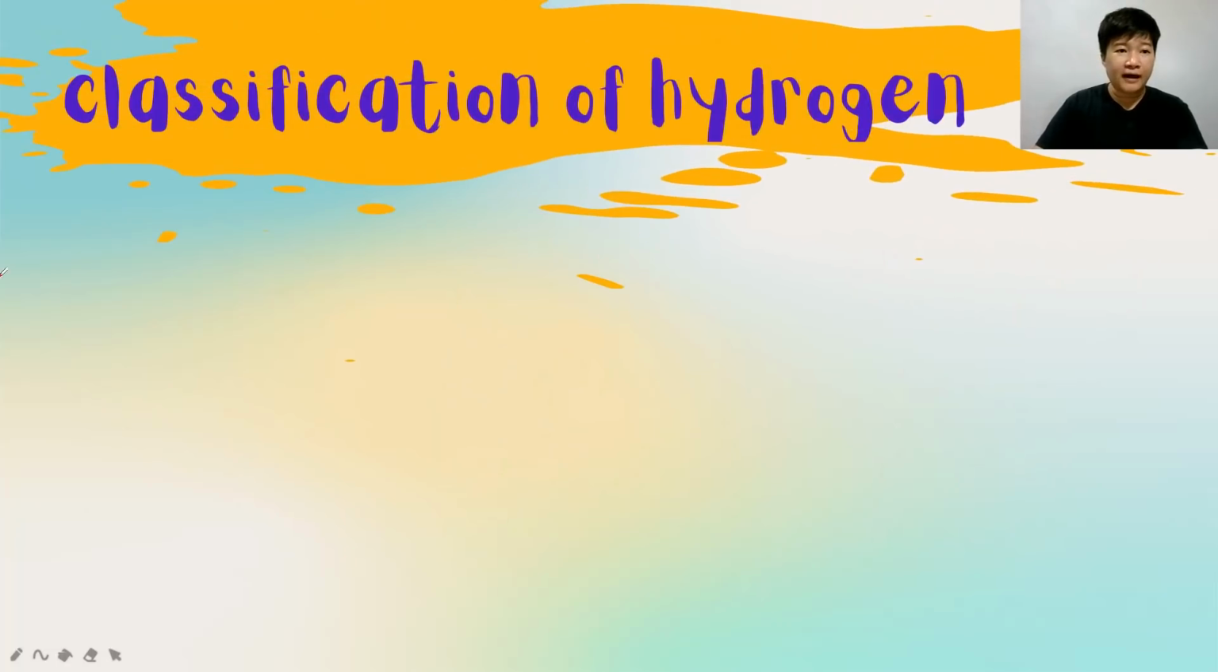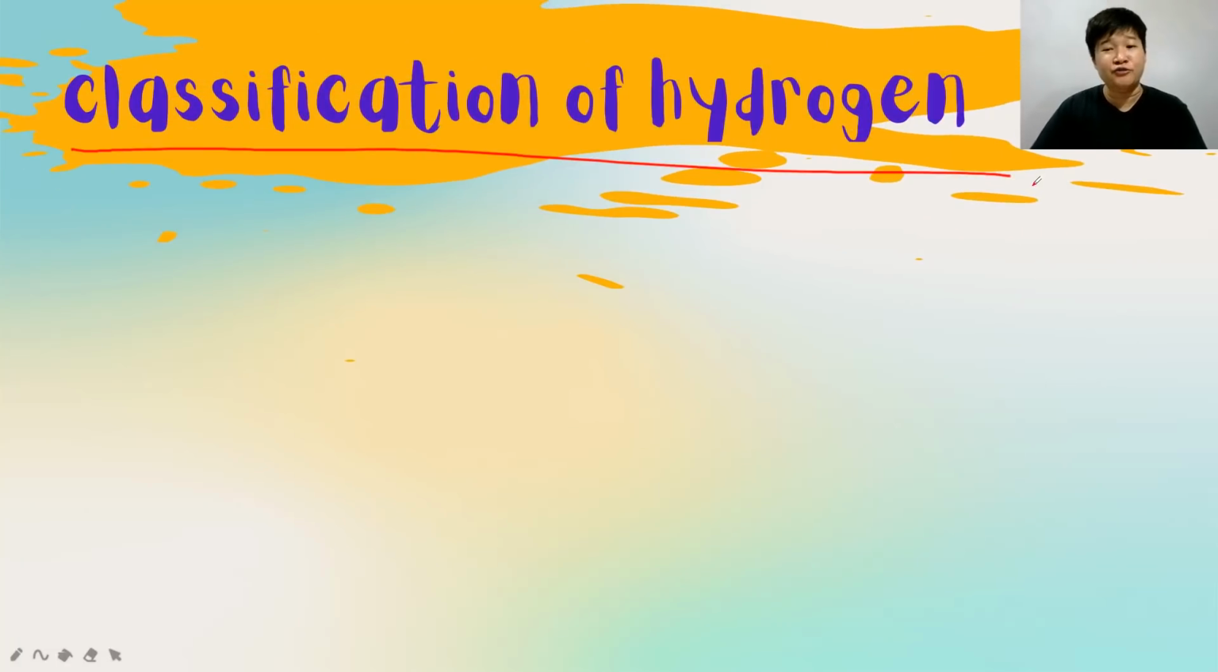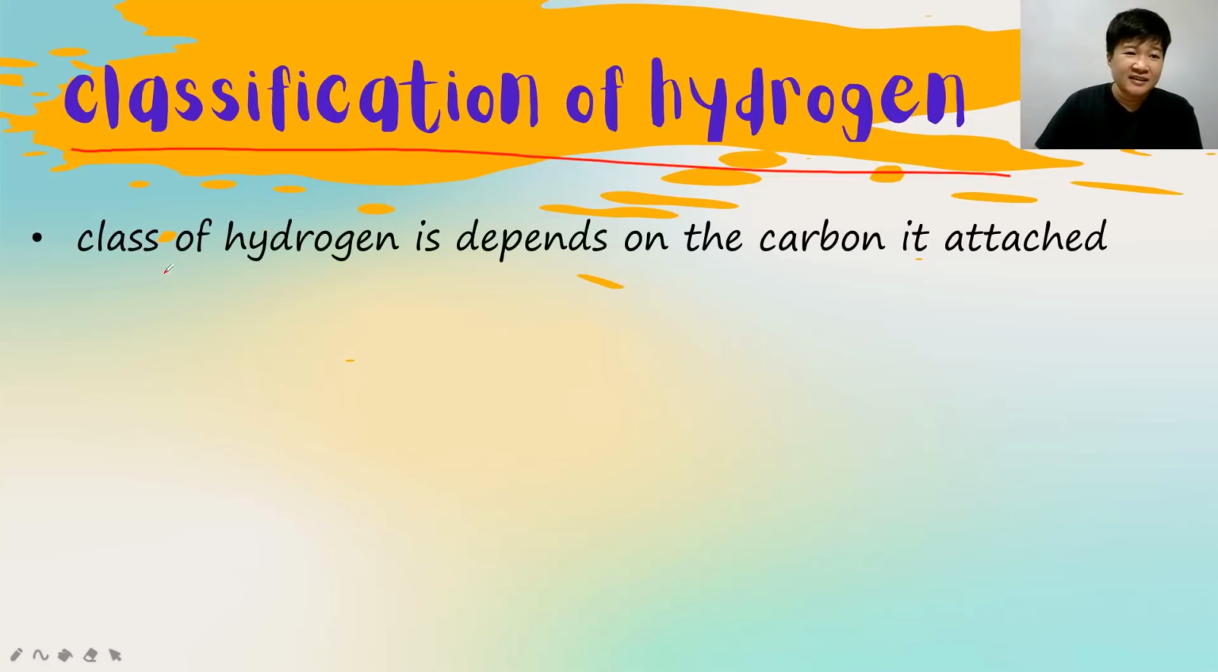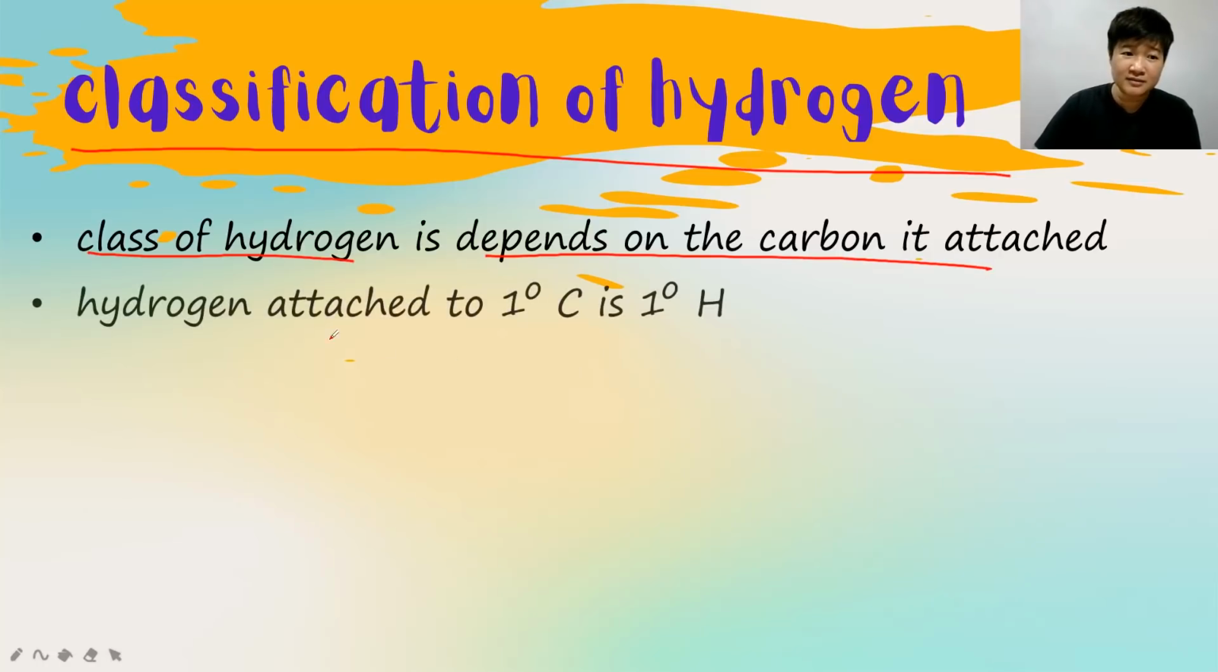Next, we are going to look at classification of hydrogen. If classification of carbon is easy, classification of hydrogen is nothing. It's even easier. The class of hydrogen depends on the carbon it is attached to. In other words, if the hydrogen is attached to a primary carbon, then it will become a primary hydrogen. Simple. Alright? If the hydrogen is sitting with a primary carbon, primary hydrogen. If the hydrogen is sitting with a secondary carbon, secondary hydrogen.